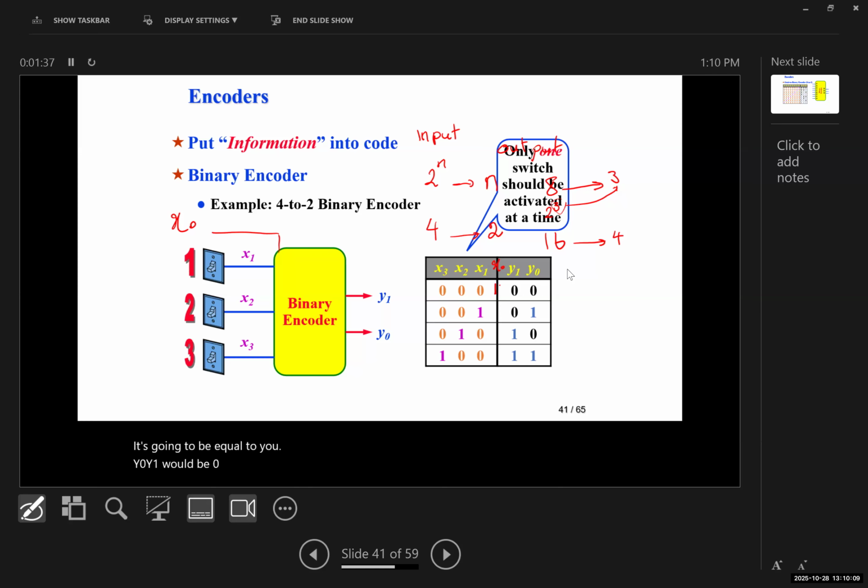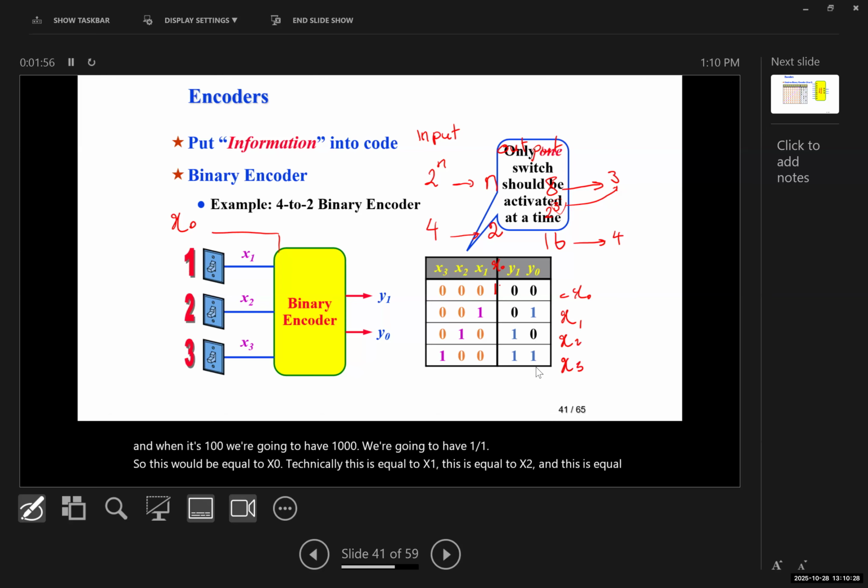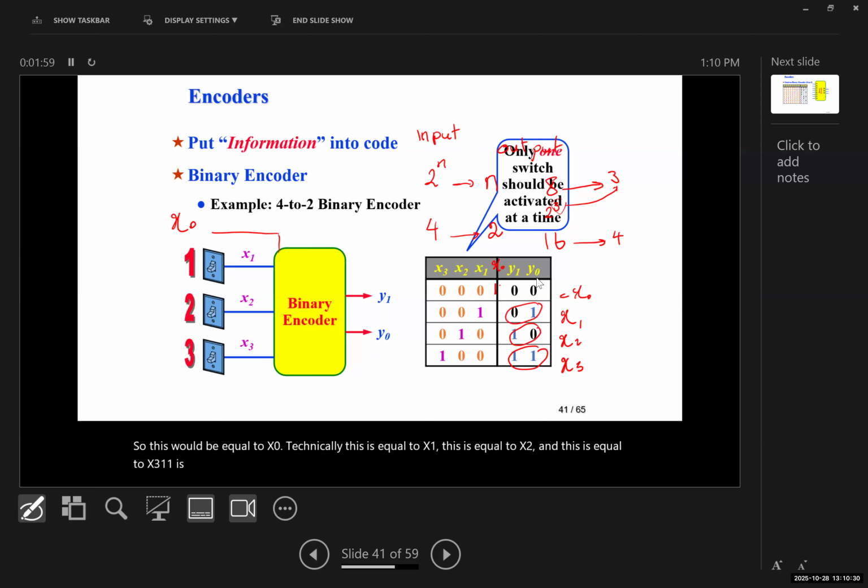Then if it's 0, 0, 1, we're going to have 0, 1. And then if it's 0, 1, 0, we're going to have 1, 0. And when it's 1, 0, 0, 0, we're going to have 1, 1. So this would be equal to x0 technically. This is equal to x1. This is equal to x2. And this is equal to x3. 1, 1 is 3. 1, 0 is 2.